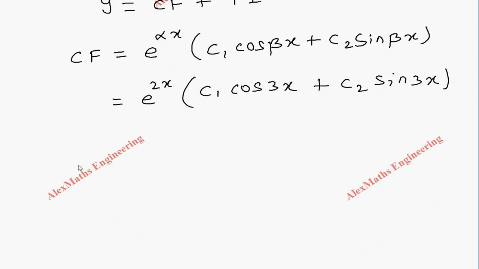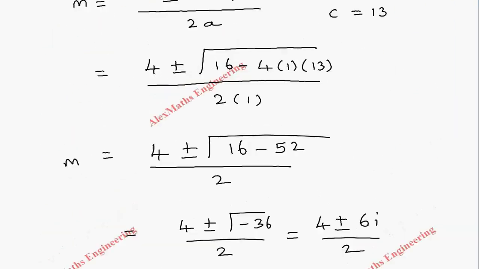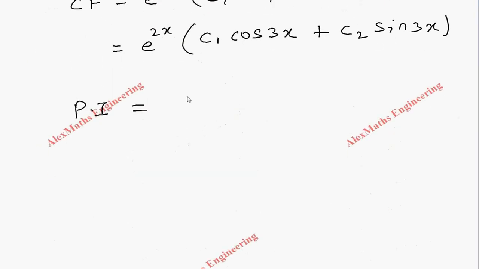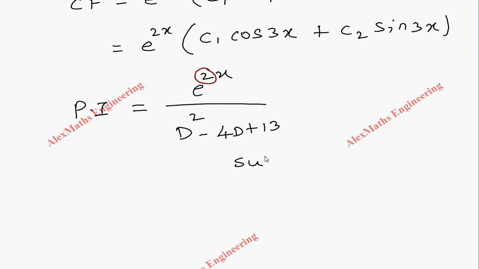Now coming to the particular integral, we write the function given on the other side, which is e^(2x), divided by D² − 4D + 13. As per the procedure, whatever number is in the power of e, we substitute for D and D². So substituting D = 2.